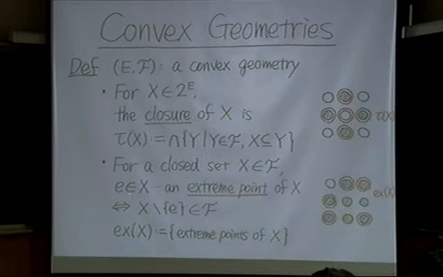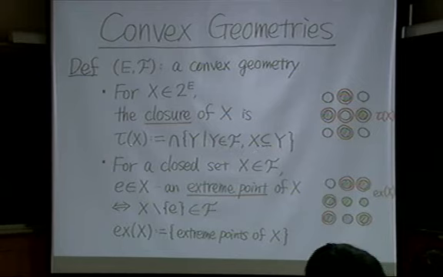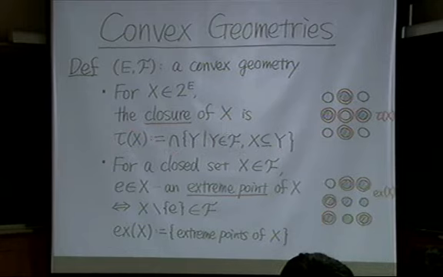So now I will define two more things about convex geometries. Let E, F be a convex geometry. Then for any subset X of E, we define the closure of X, denoted tau X, to be the intersection of all Y such that Y is a closed set and Y contains X. So in other words, tau X is the minimal closed set which contains X.